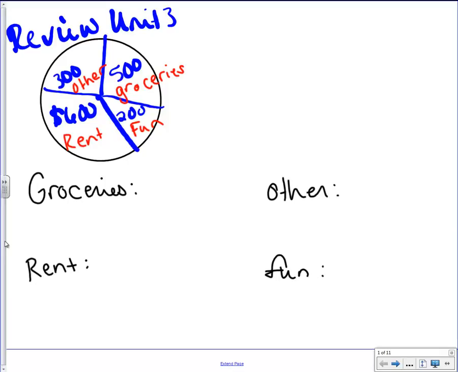Alright, so we're going to review for your Unit 3 test. We're going to start backwards and work our way from 3.5 back toward 3.1. So we're starting at the very end, the 3.5 section.